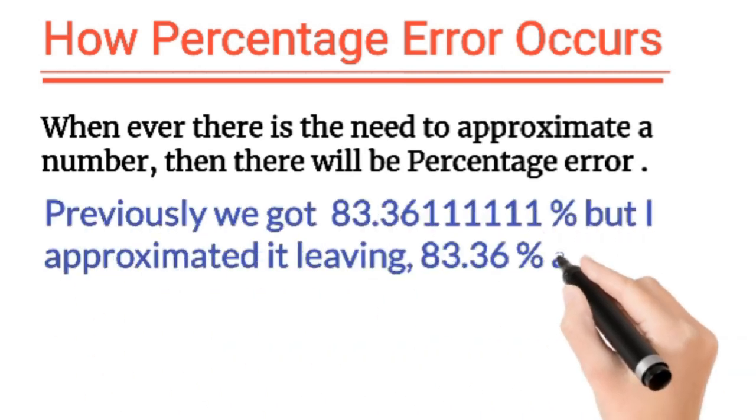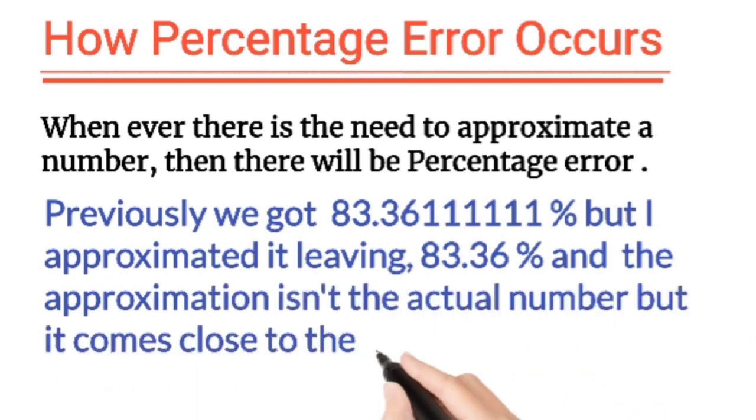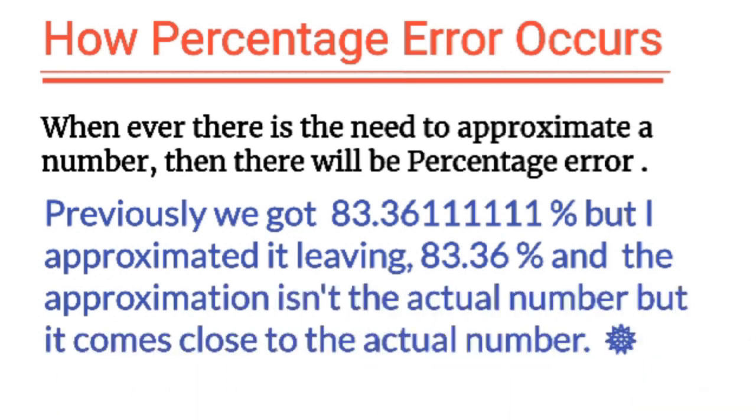Previously, we got 83.3611111%, but I approximated it, leaving 83.36%. The approximation isn't the actual number, but it comes close to the actual number. The actual number is also called the real or the original number. Whenever a number undergoes approximation, that number is being changed because we've changed the decimal place; we've rounded it off. That is how we get percentage errors.